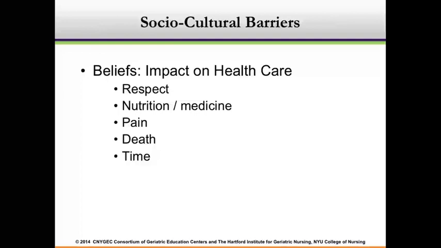The other belief structure is pain, and I should add here actually pain and suffering. If someone thinks that they should be suffering, then they're not likely to want to take pain medications. If they think that pain is simply a biological process, then they are more than willing to have medications that will ease their pain. Death is another one.